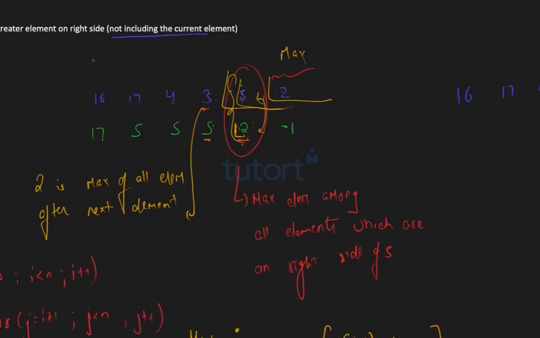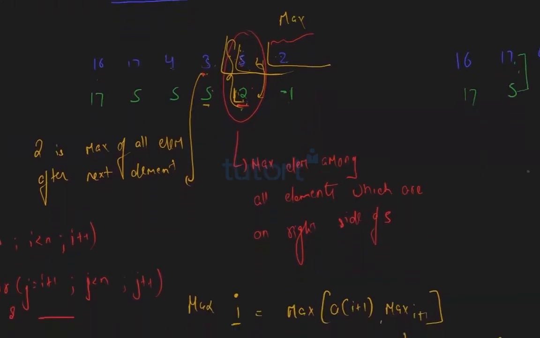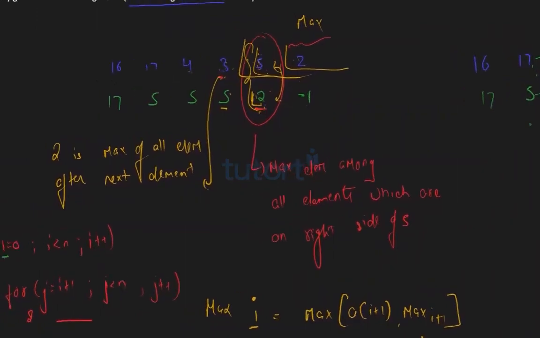For 2, I already know that there is no element on the right hand side, so this is minus 1. Now for 5, I just need to compare 5 and 2, which is maximum 2. For 3, I need to compare 5 and 2, which is maximum 5. For 4, I need to compare 5 and 3, which is maximum 5. For 17, I need to compare 5 and 4, which is maximum 5. For 16, I need to compare 17 and 5, which is maximum 17. So that is how I got the answer as the output. Good.